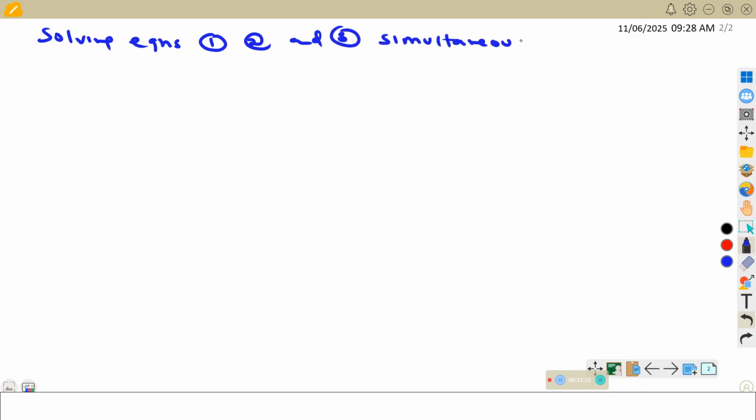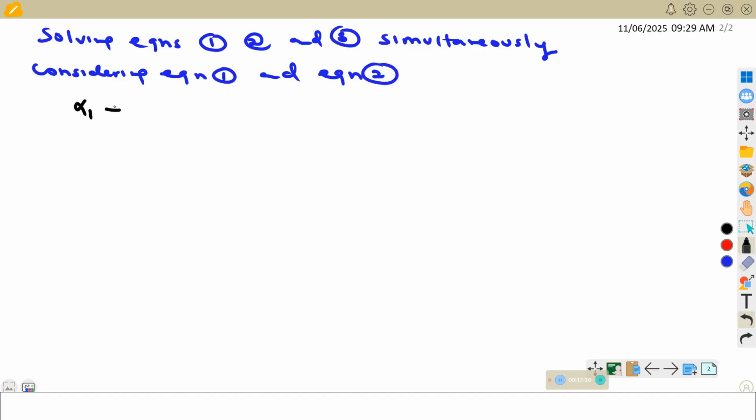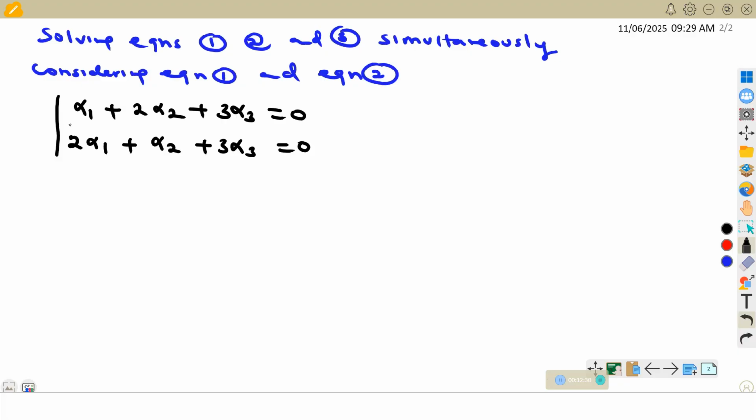Let us begin by considering equation number 1 and equation number 2. Equation 1 says we have alpha 1 plus 2 alpha 2 plus 3 alpha 3, which is equal to 0. We have 2 alpha 1 plus alpha 2 plus 3 alpha 3, which is equal to 0. So we need to eliminate one unknown from here. We can eliminate alpha 1 by making this one 2 alpha 1 also. Then afterwards we shall subtract.